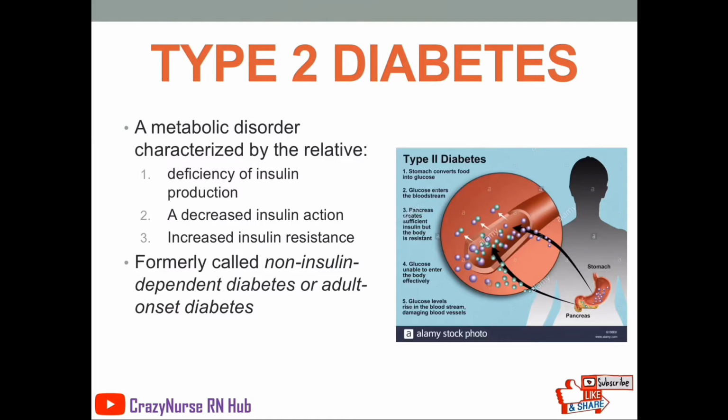In type 2 diabetes, the stomach converts food into glucose, the glucose enters the bloodstream, and the pancreas creates sufficient insulin but the body is resistant. Glucose is unable to enter the body effectively. Thus, the glucose levels rise in the bloodstream, damaging the blood vessels. So in type 2 diabetes, there is sufficient insulin produced by the pancreas. However, the body is resistant to insulin.